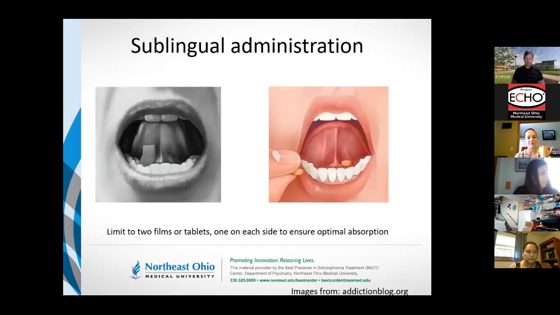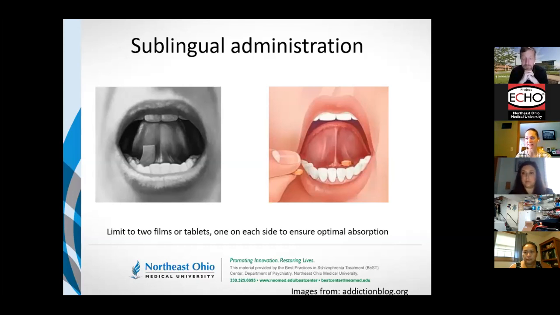When the tongue comes up, you can see that there's 2 sides. They can put 1 film or 1 tablet on each side to then potentially break down. If they do require more than that, it's recommended to let those 2 be completely absorbed and then add whatever additional films or tablets they do need.